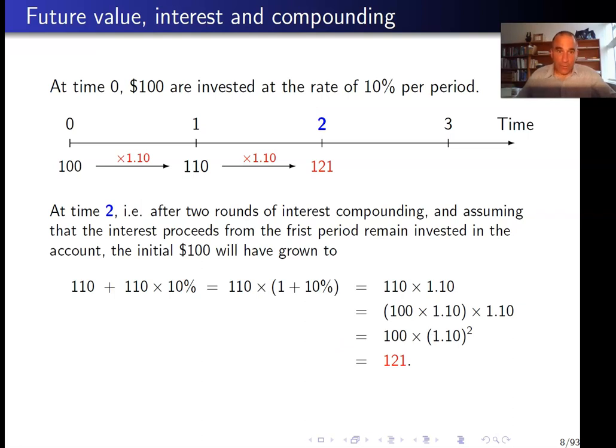So at time zero, $100 are invested at the rate of 10% per period. After two periods, if the 10% received during the first period remains in the account, the account will be worth $121 after two periods. Good. So 100 times 1 plus 10% to the power 2, the number of periods.